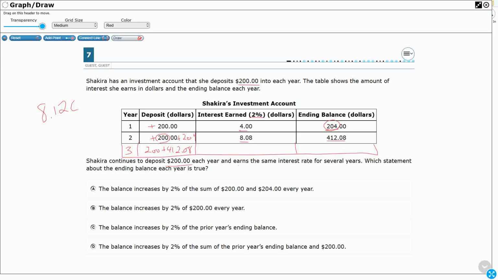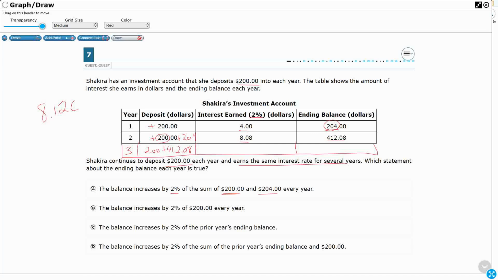So she's going to continue to deposit $200 each year. She's going to continue to earn 2% each year. So how can we best describe each ending balance? Well, let's take a look at our options. We're not actually needing to calculate. We're simply needing to describe what's going on. That's why I spent so much time describing what's actually happening there. The balance increased by 2% of the sum of 200 and 204 every year. Well, no, that's what happened the first year, right?